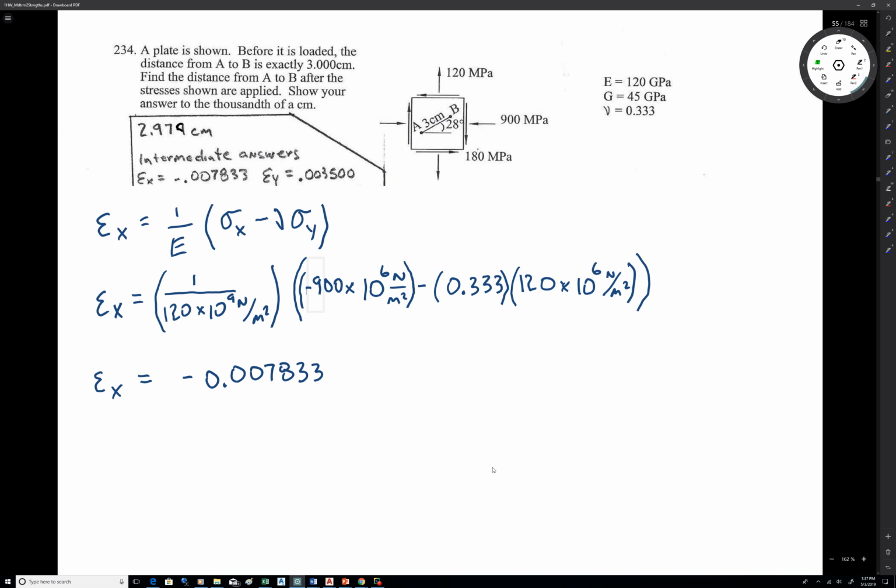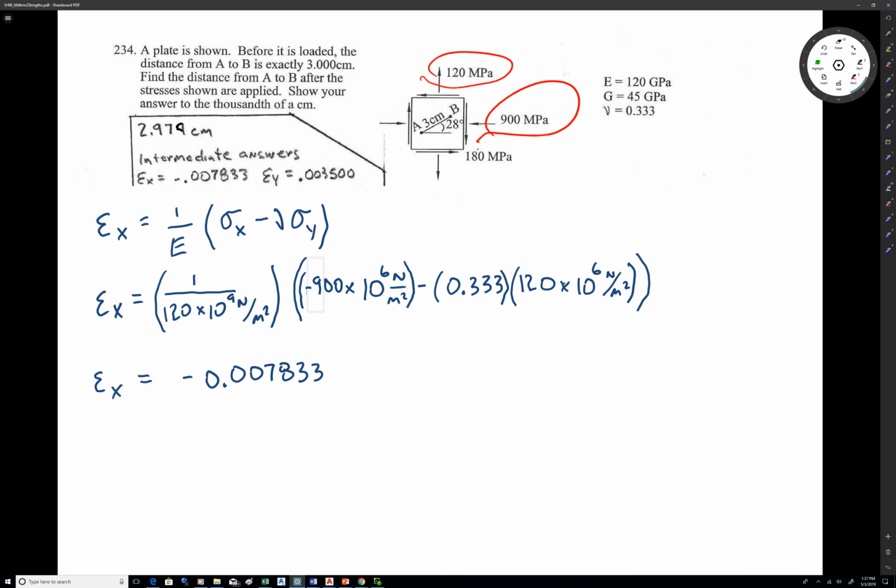So, you just do the Hooke's law thing. So that's on the front of your formula sheet on the right, 1 over E sigma x minus nu sigma y. That'll get you the epsilon x, which is negative 0.007833. So it's shortening up in the x direction, as you would expect, because you got quite a compressive stress over there in the x direction. Okay. You also use the Poisson's thing to account for the effects of that one too.